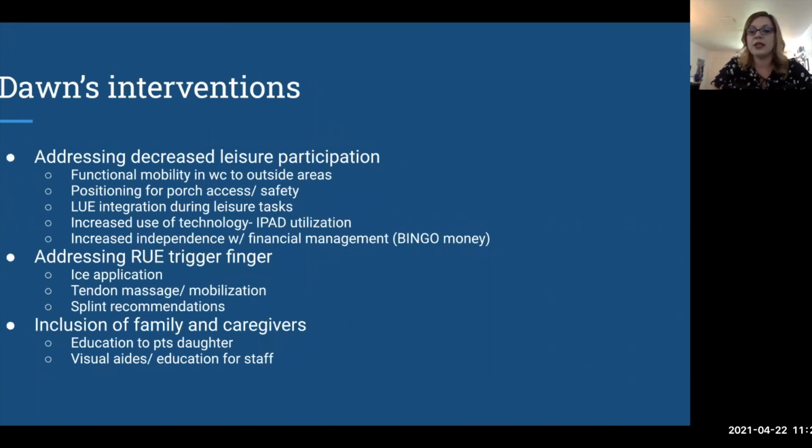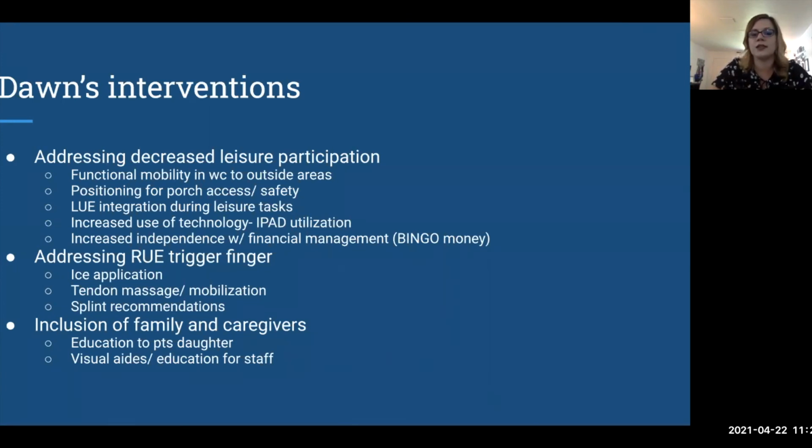Because of overusing her right upper extremity, Dawn developed a right upper extremity trigger finger. So I assisted Dawn with purchasing an ice pack and utilizing that ice pack to decrease the pain. I've also provided her with tendon massage and mobilization. We utilize an arthritic pain reliever to massage the tendon. And then I provided her and her daughter with splint recommendations.